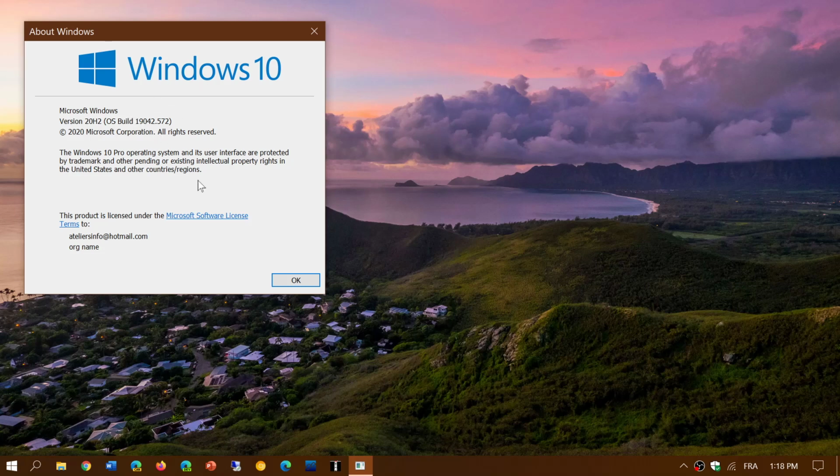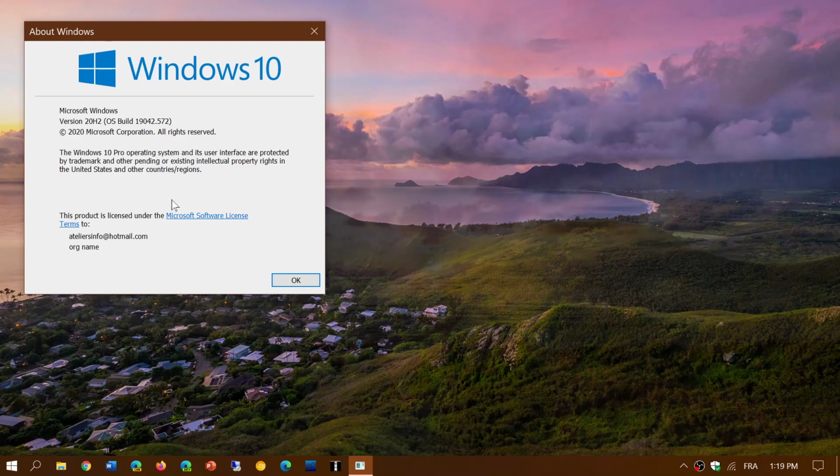Now, when there's an update for one version, there'll be an update for the other version. And both versions will follow with the same ending. So it'll be 19041 or 19042, but with the same dot ending. So right now, both are at .572. It's the same ending because it's the same version.